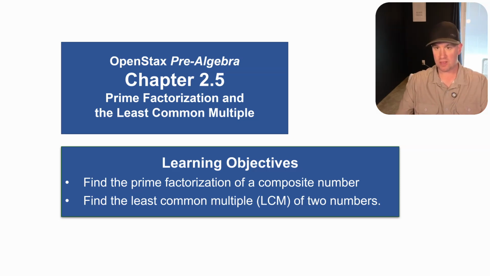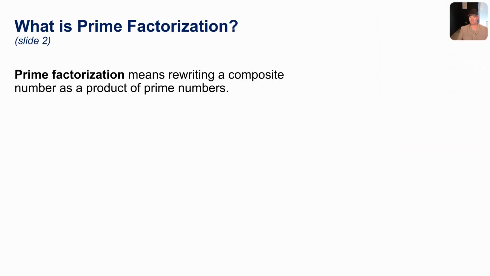So let's first start then with the question, what is prime factorization? Prime factorization means rewriting a composite number as a product of prime numbers. So for example, let's say you have the number 36. This is a composite number because it has more than two factors.